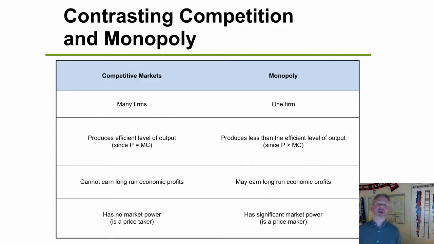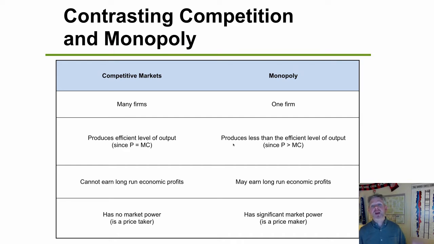So now let's contrast the competitive model that we had before with our monopoly model. In competitive markets, we have many firms. In a monopoly market, there's only one firm. In competitive markets, a firm produces an efficient level of output because price equals marginal cost. That's going to be the efficient level. You won't be able to make anyone better off without making someone worse off.